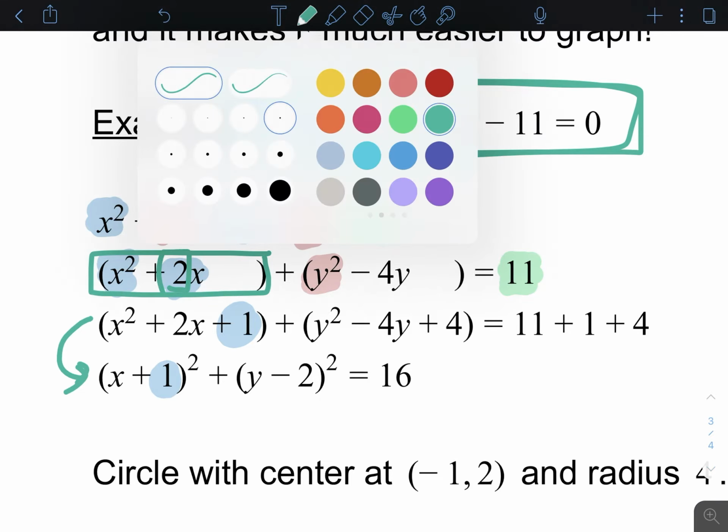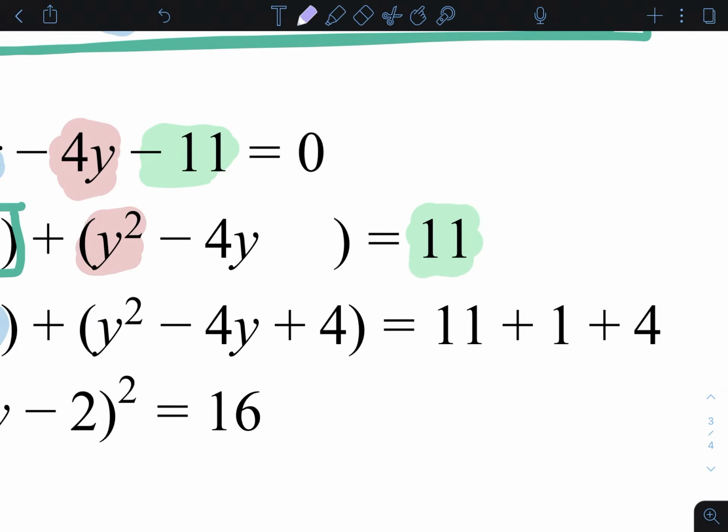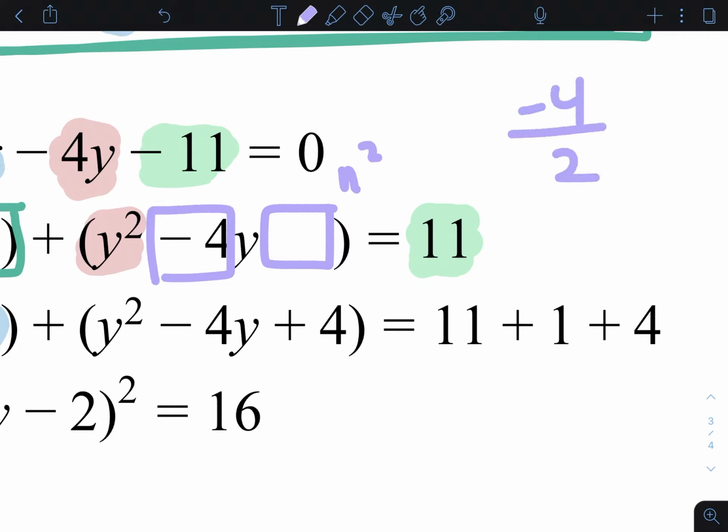Let's do a different color here, purple. y squared minus 4y blank. So we need to figure out what this blank number is. And remember, actually, that one is the n squared term, because it's that third term. So we want to take what we see in the middle, that's negative 4, divide that by 2, and that gives us negative 2, which we then want to square, gives us 4. So that's where this 4 is coming from here. Okay.